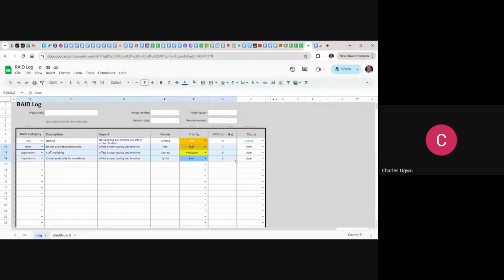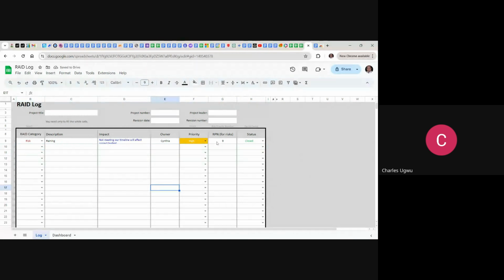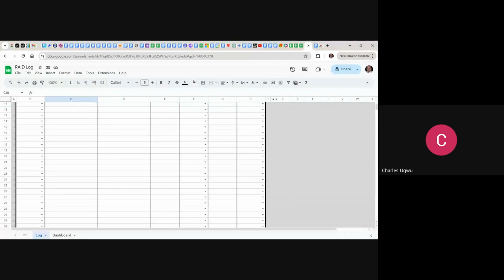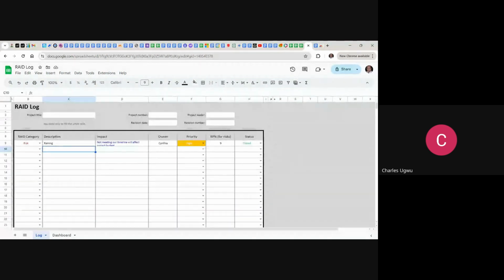You see, if I do like this, I'll delete it. And you see it's clean now, even this one. I'll leave this so that a few people will use it as an example when capturing. But here you can always select, type the risk, and use this method to document your risk or document your issue or dependency or assumption. So this is how we are going to use this RAID log.